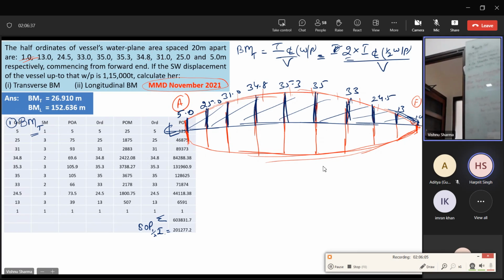What is the confusion? I'm really not understanding where the confusion is. Sir, with respect to this question, we have ordinates here. This question already has half breadths given. Why, sir, with respect to this question?